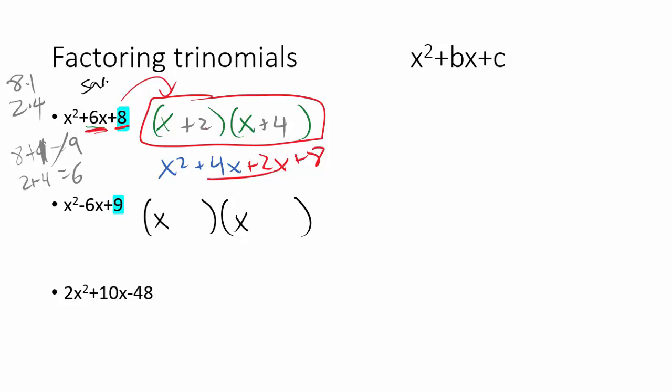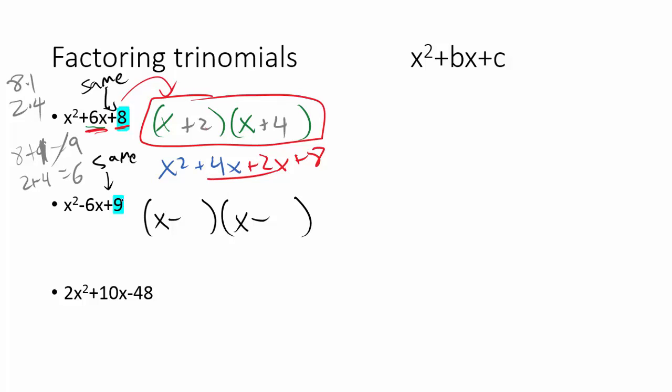So in this case, since that was a plus at the end, both signs have to be the same, either both plus or both minus. Here they were both plus. In this case, since I want them to add to give me a negative 6, I'm going to need both signs to be minus.